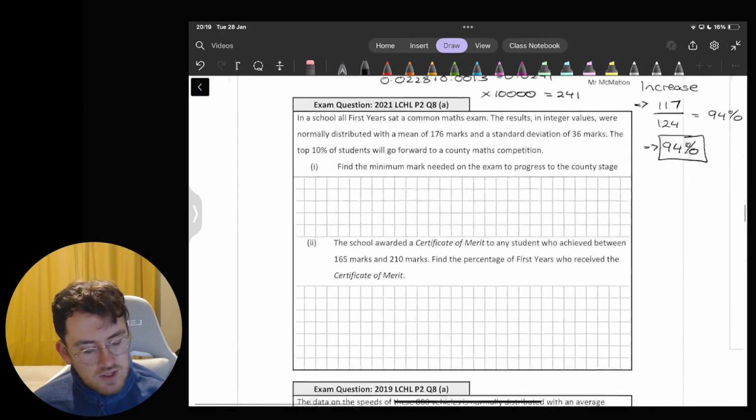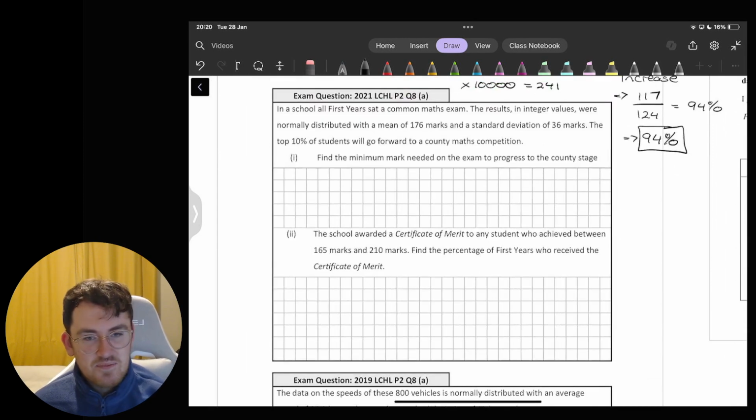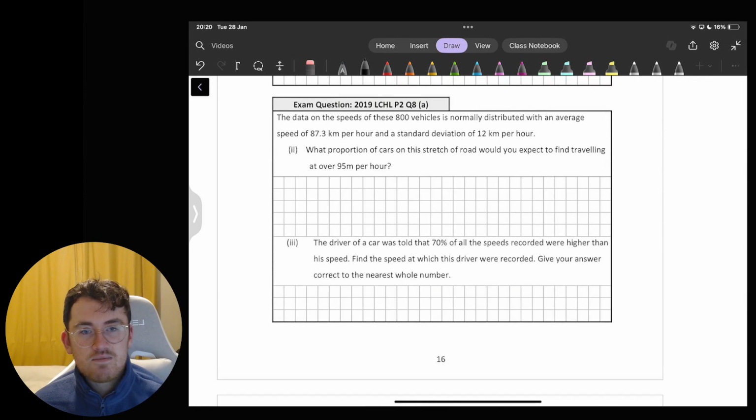We've some more exam questions here, and again it's a lot of the same. In the first year Common Maths exam, a normally distributed mean mark to get to the county stage, a particular result within 10% of students, a merit, a certificate if you get between certain results, so the same idea that we've looked at. The data on speeds, the proportion of stretch on the road travelling over 95, so again working that probability. 70% of speeds were higher than his speed, find the speed at which he was driving, correct to the nearest whole number. Again, the same idea.